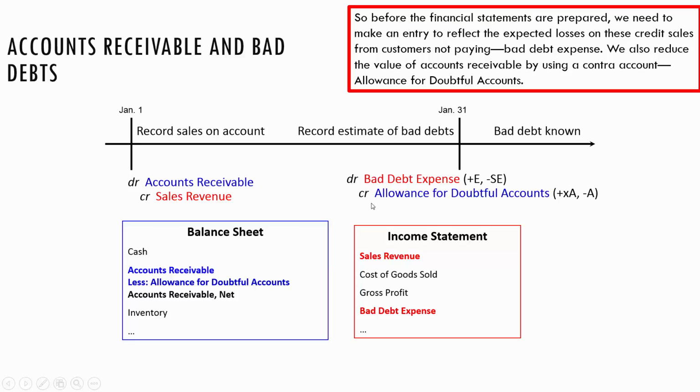We need to talk about the credit. The credit is not to accounts receivable directly, but to an allowance account, allowance for doubtful accounts. Now, sometimes it's called allowance for uncollectible accounts. It's just a different terminology. This allowance account is a way for us to reduce our accounts receivable without reducing a specific individual's account receivable.